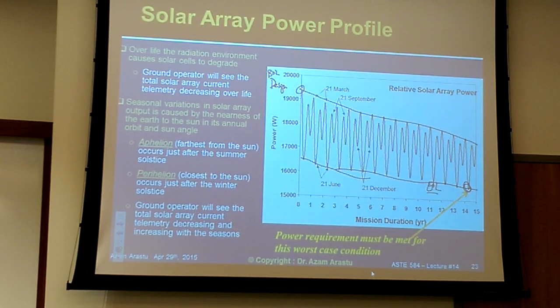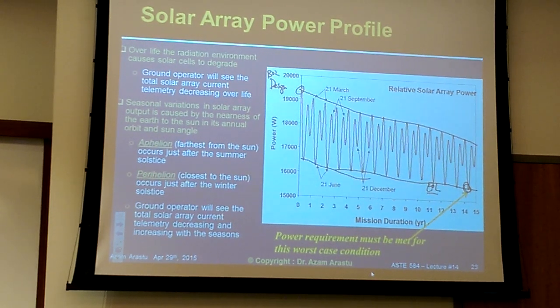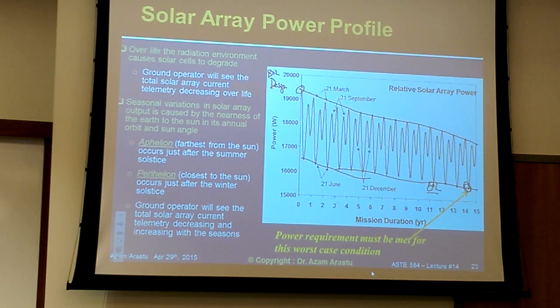These are called seasonal variations. Again, you have aphelion, which is the furthest point from the sun, and perihelion, closest to the sun, and then all these changes, seasonal temperature. And then this overall degradation is primarily because of radiation, and some other system losses, like contamination loss and so on. There's some over-degradation that happens for a period of time.